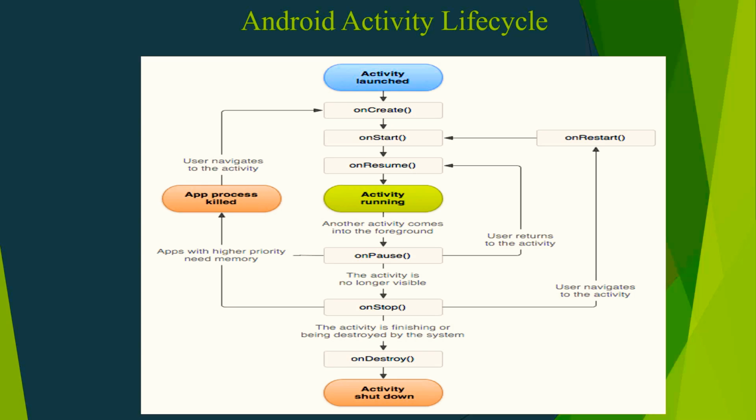From there it is still available in the RAM. If you again try to access it by opening the recent apps list and clicking on that app, from onStop it goes to onRestart, and then the app restarts. The same procedure follows: onCreate, onStart, and onResume. And at last, if you clear the app from the RAM also, then the onDestroy method is called and the activity shuts down.